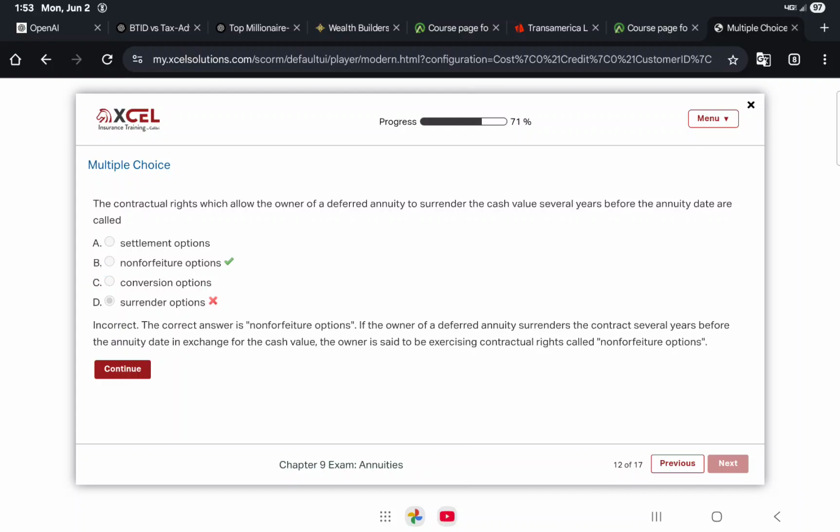All right, so I got that one wrong. The non-forfeiture options. Non-forfeiture is also cash value. The correct answer is non-forfeiture options. If the owner of a deferred annuity surrenders the contract several years before the annuity date in exchange for the cash value, the owner is said to be exercising contractual rights called non-forfeiture options.